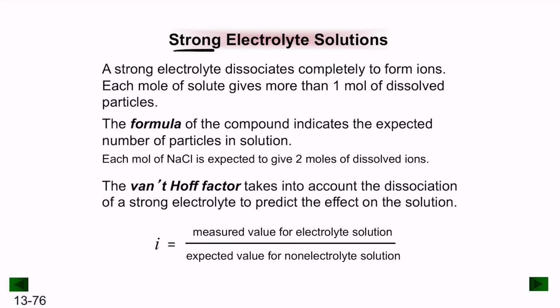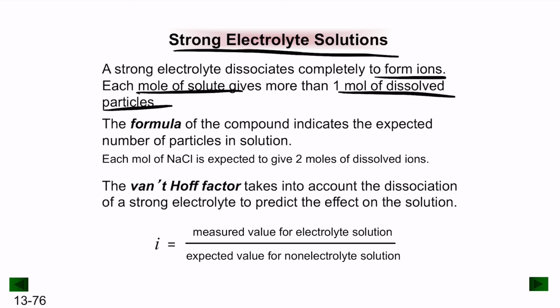So this is generally given by the strong electrolytic solutions first. A strong electrolyte solution always dissociates completely to form ions, and each mole of solute gives 1 mole of dissolved particles. Now the formula for the compound indicates the expected number of particles. For example, in NaCl, you have two ions, so there are 2 moles of dissolved ions. So when you dissolve 1 mole of NaCl, you have 2 different ions here, which means that when they dissociate, you get 2 moles of dissolved ions.